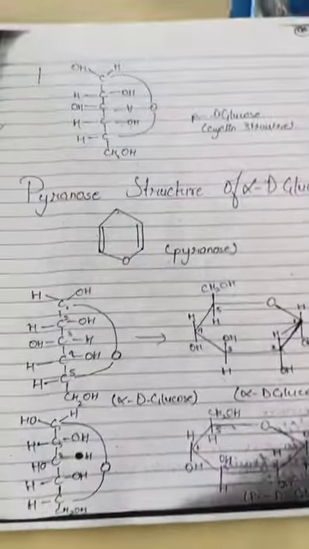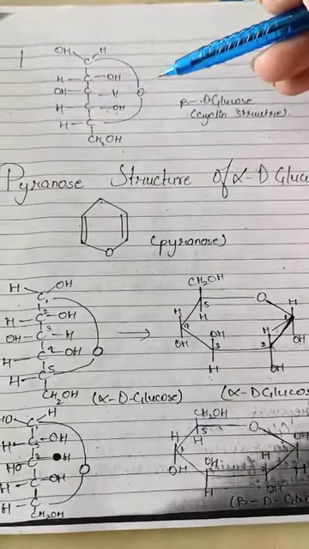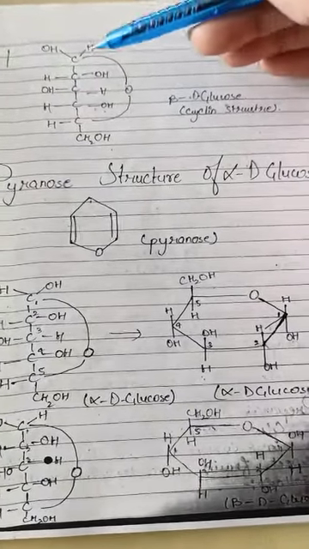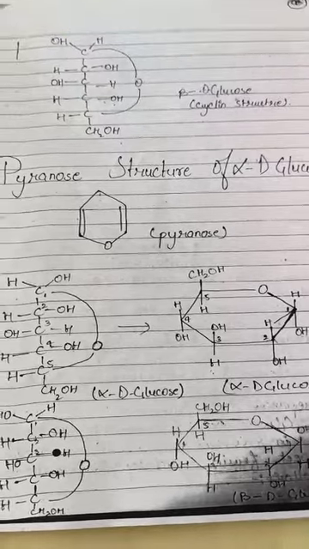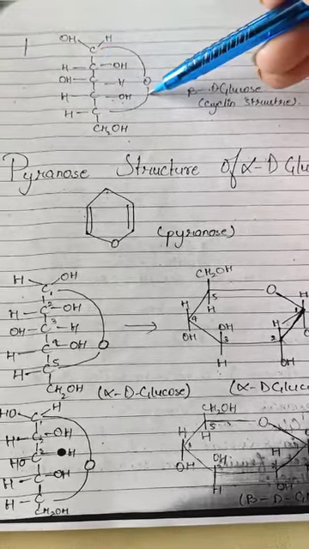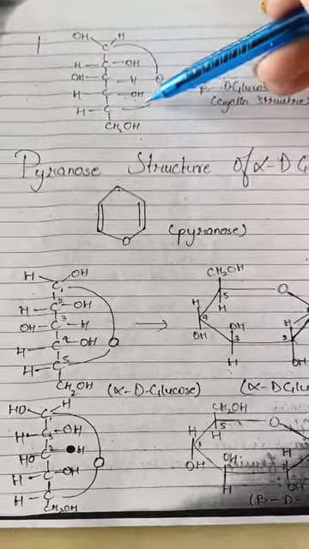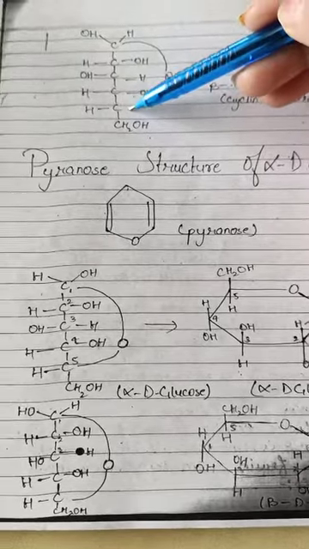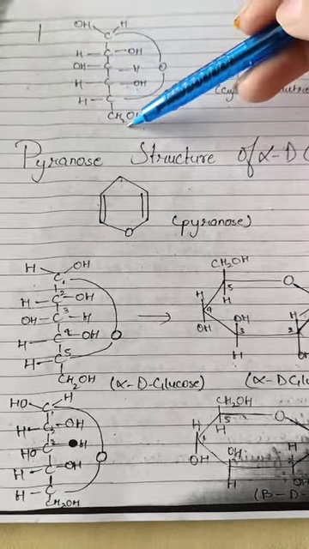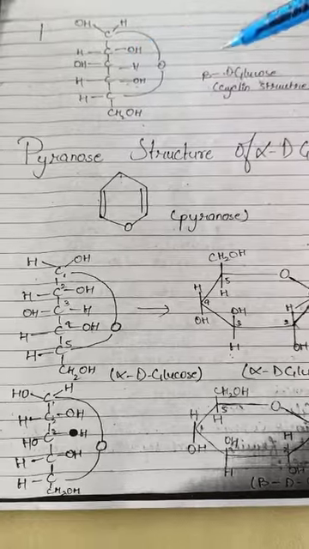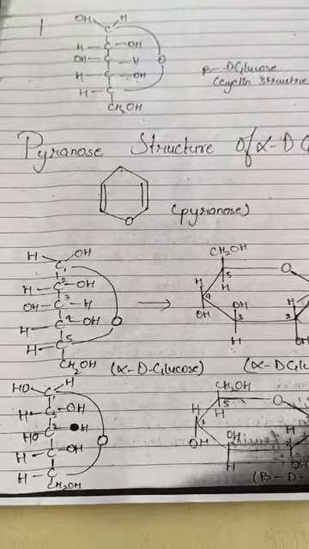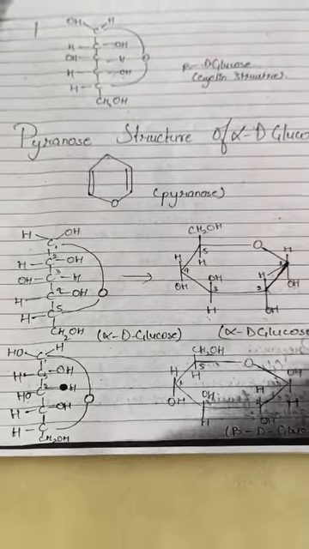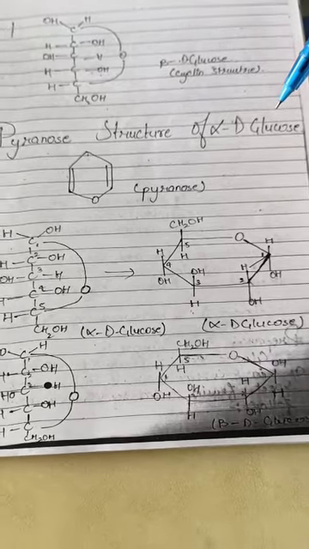Next structure is beta D glucose. In beta D glucose you can see OH, the same structure formation takes place from here C, here O, and this one C. So on this side, C, O, because OH will come on this side. That's why we are using here alpha D glucose. Understood? Next we are using here pyranose structure of alpha D glucose.